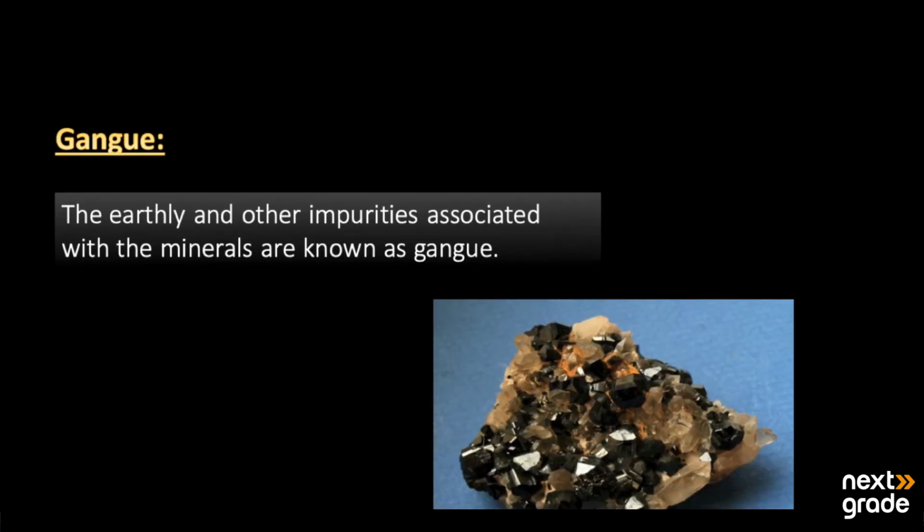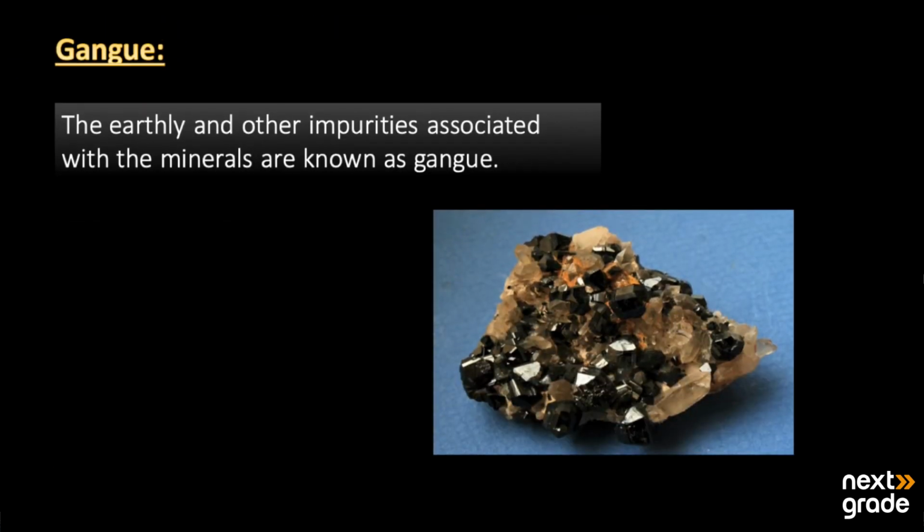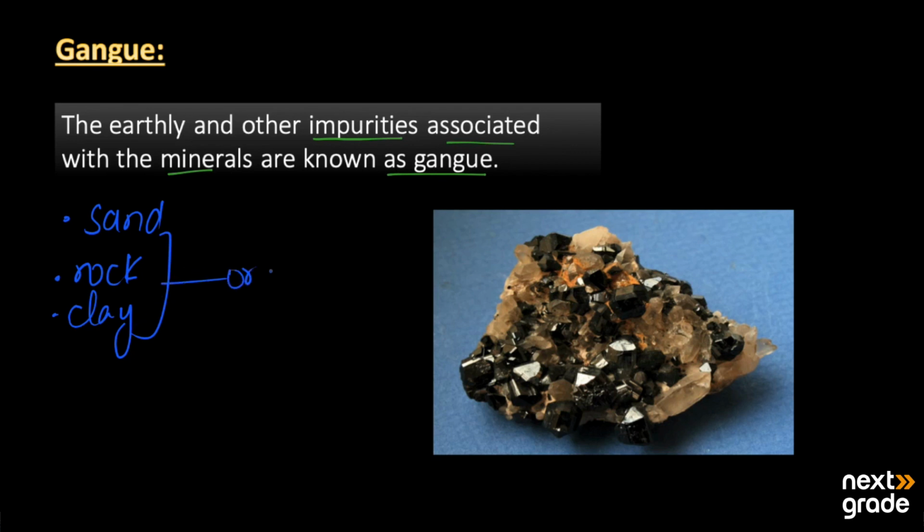Then we have the gangue. What does gangue mean? Gangue is the earthly and other impurities that are associated with the minerals. So all the earthly materials. Now what type of gangue may be present here? Number one, it may be sand, it may be rock, it may be clay, or other impurities that are attached with the ores.